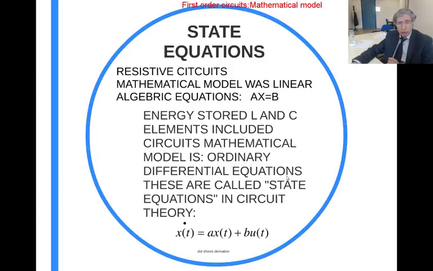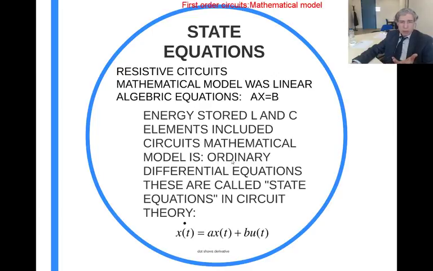Why it is ordinary, I am going to explain. These are called state equations. So this is an ordinary differential equation representing a physical system. We give a special name to this differential equation because it represents a physical system. We call this the state equation. Mathematicians don't use that name, but in circuit theory we do, because this is the physical system. In circuit theory we call it the state equation.